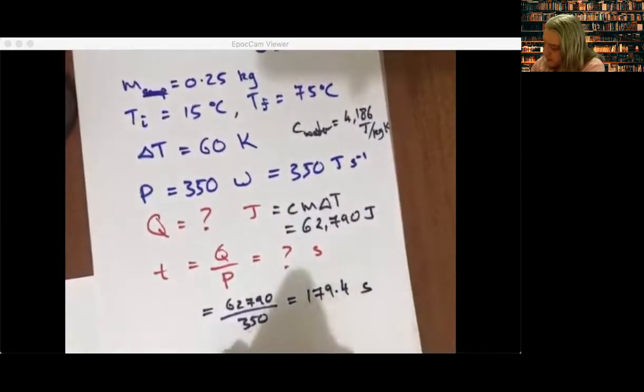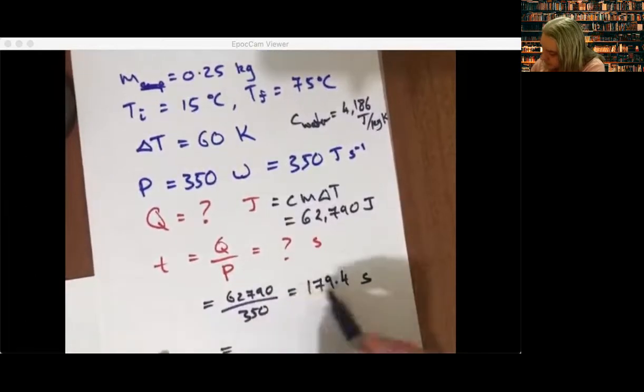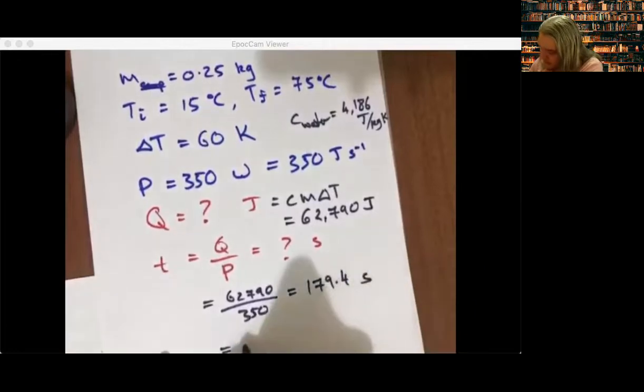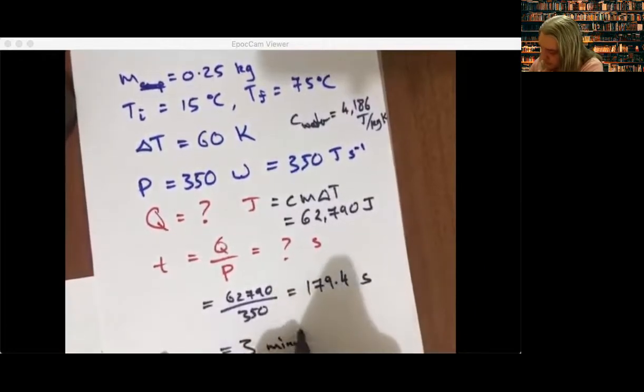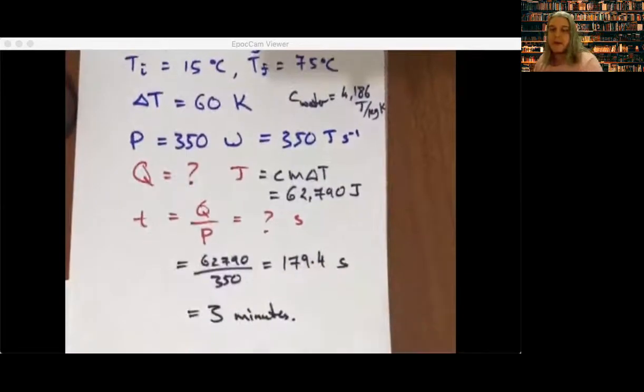But if you turn that into minutes, we have 60 seconds in a minute, so 3 minutes would be 180. So it's pretty much 3 minutes. And that's not too bad. If you think about it, a microwave would take a couple of minutes to heat up a soup, and here you've got a little immersion heater, which does it in pretty much the same time frame.